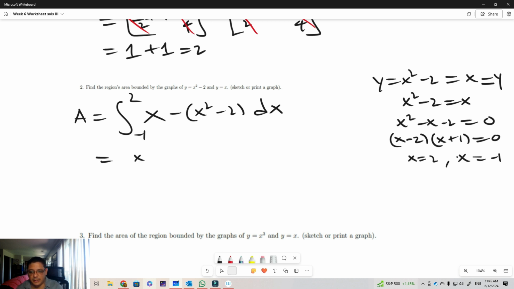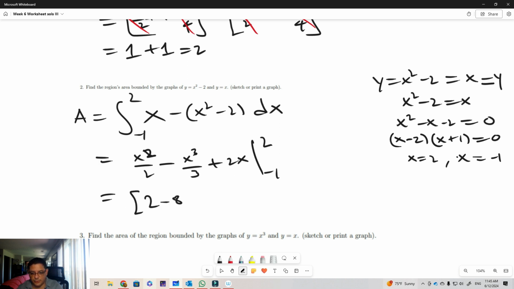Now, this integral is x squared over 2 minus x cubed over 3, then plus 2x, evaluated between minus 1 and 2. First you plug in 2. This is going to be 4 over 2, which is 2, minus 8 over 3, plus 4. Minus, and then you plug in minus 1. It's going to be 1/2, then minus 1 over 3, and then minus 2.